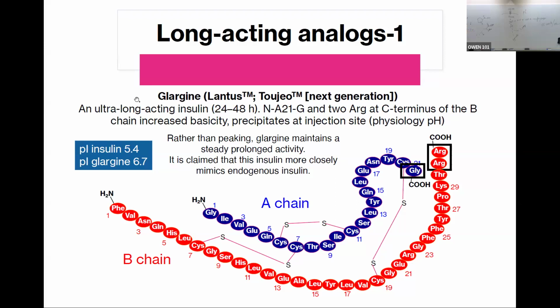Insulin at this pH is soluble or not soluble? Is soluble, right? Because it's only not soluble at pH 5.4. So insulin, if you inject, is soluble. That's why it's quickly being absorbed. But if you change the pI to 6.7, so glargine will precipitate in the muscle.